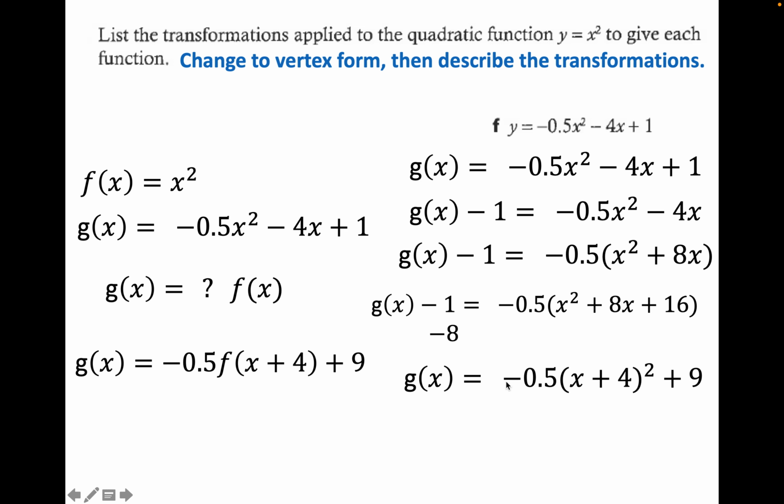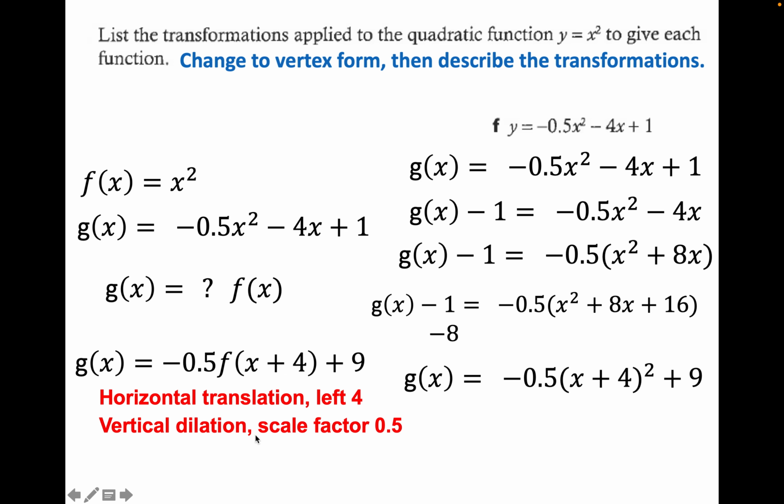We have a negative 0.5 multiplying the whole function. We have an x plus 4 substituted for x. And we have a 9 added to the entire function here. What are those transformations? Horizontal translation left 4. Vertical dilation, scale factor 0.5. We also have a reflection over the x-axis here. And finally, vertical translation up 9 units.